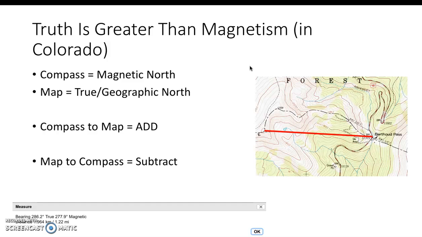An example of that, shooting a bearing from Berthoud Pass up to some point on Vasquez Peak, you can see my true north is 286.2 degrees north, and my magnetic north is 277.9 degrees north. So my declination is around 8 degrees and change east in that part of the state.